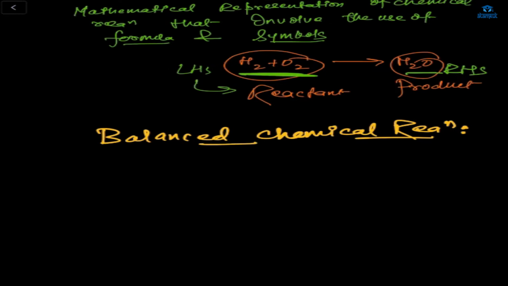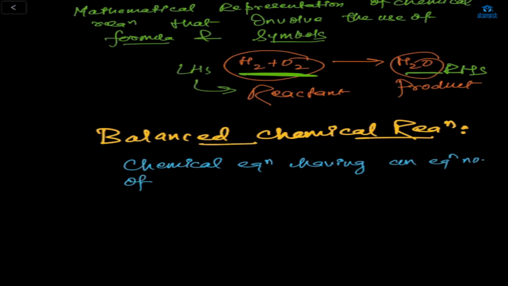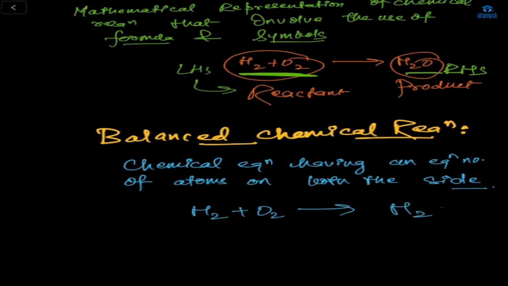A balanced chemical equation has an equal number of atoms on both sides. On both sides means we will have the equal number of atoms on the LHS and on the RHS. Let me give you an example. Let's say this is H2 plus O2 giving H2O. Now we have to balance this equation.